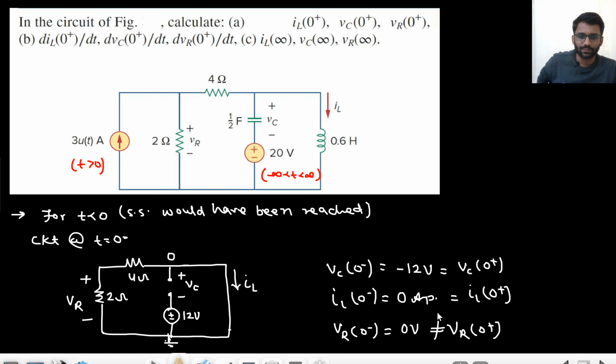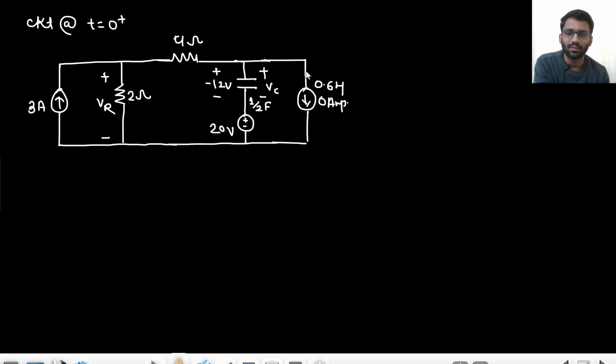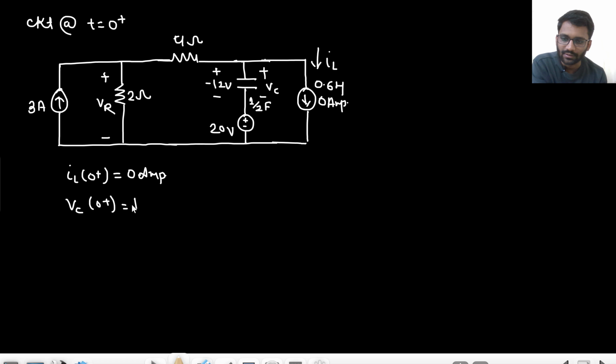So what is IL0 plus, what is VC0 plus, and what is VR0 plus? Let's find out. This is my IL. What is my IL0 plus? IL0 plus is 0 ampere. Well and good. What is my VC0 plus? That is minus 12 volt. Well and good. What is my VR0 plus? That I need to calculate. So how will I calculate?